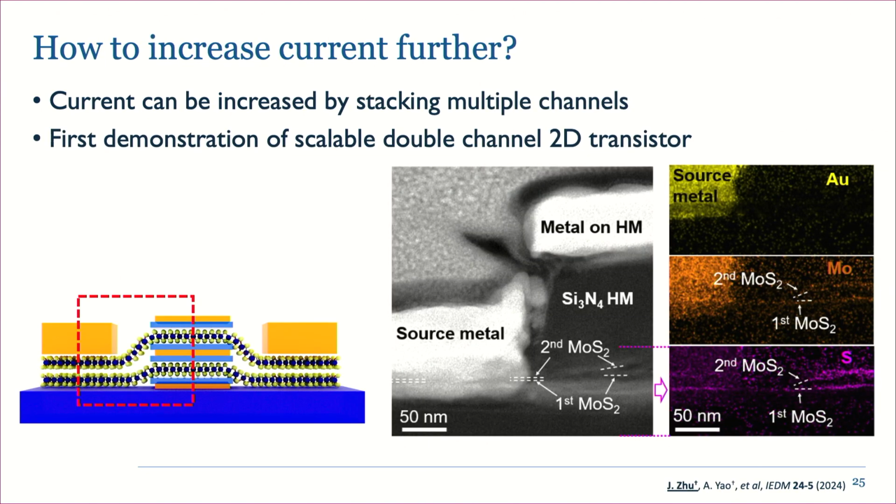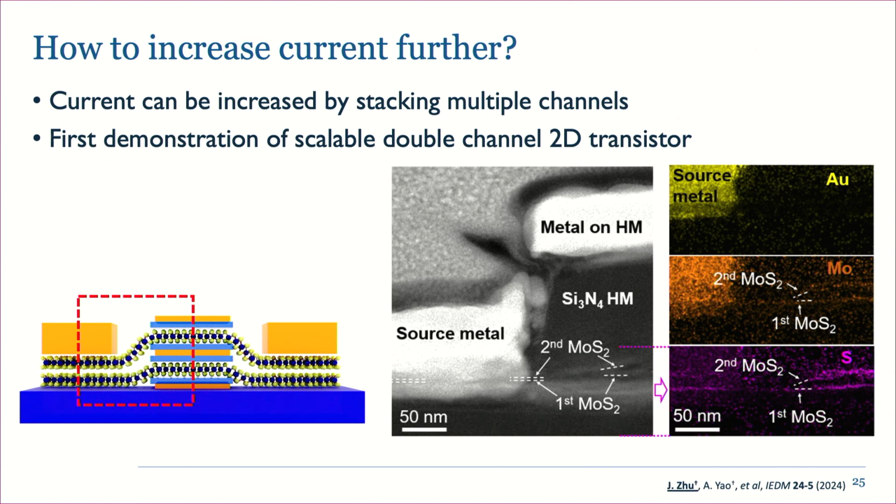But one channel typically isn't enough, and especially when you're driving a display, you need more current to turn that LED on. So what we found, and one of the advantages of 2D materials, is you can actually stack them together to make multiple channels. And so within the same footprint, you can have 2, 3, 4 times the current. So what we've been doing is designing these multi-channel MoS2 transistors, and this demonstration has 2 channels.